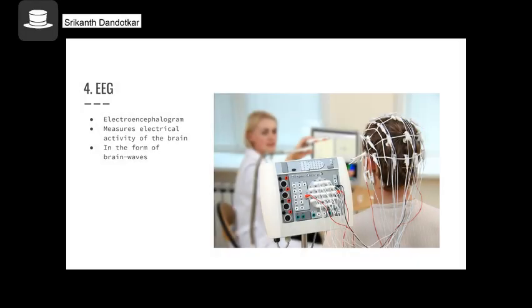Now, the electroencephalogram is another methodology. What an electroencephalogram does is basically there are several electrodes that sense the electrical activities of the parts of the brain under the skull.